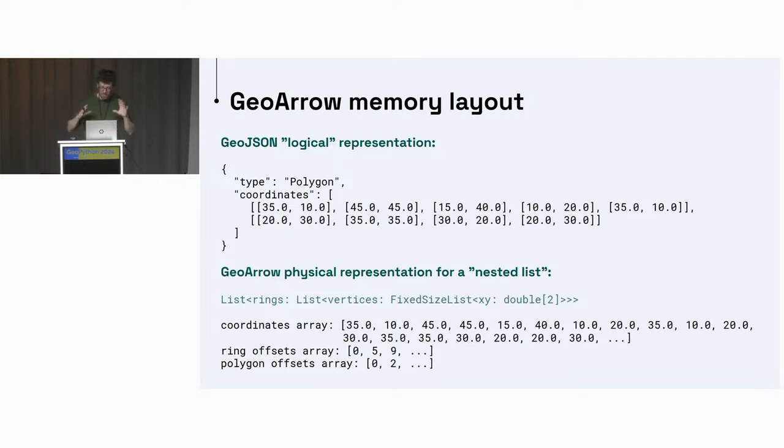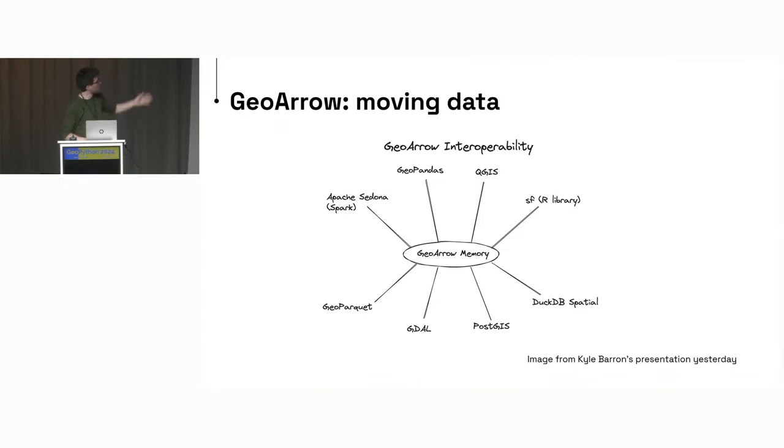But that's very briefly explained what the native memory layout of GeoArrow is. And if you go back to this image of moving data, so when we're moving data, for example, from GeoPandas to a visualization library, Kyle should have included his visualization library here on the slides, because essentially it's also using that.